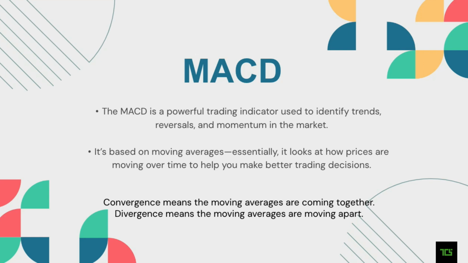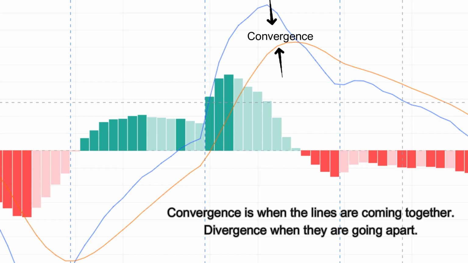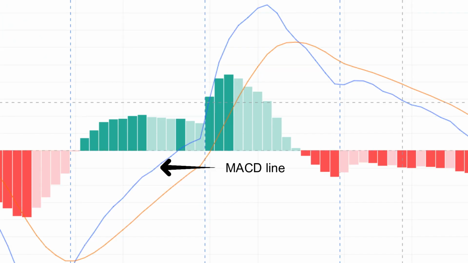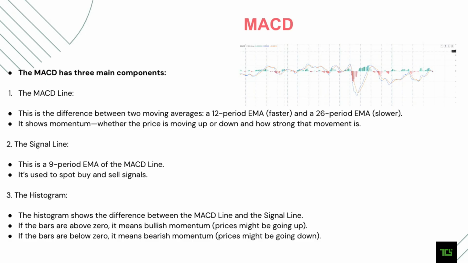The MACD checks for the convergence and the divergence. The convergence is where the moving averages are coming together, and the divergence means that the moving averages are moving apart. The MACD really has three components. Number one, the MACD line, which is the difference between the moving averages, the 12-period EMA and the 26-period EMA, which is a slower EMA. It also shows momentum, which is whether the price is moving up or down, how strong the movement is, and how fast the market is going. This is the momentum. Momentum means the speed.